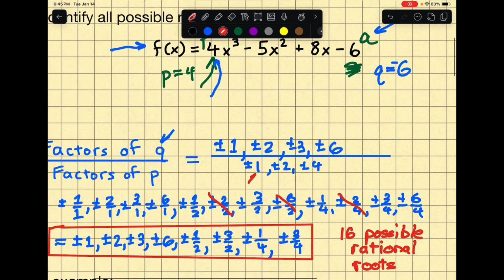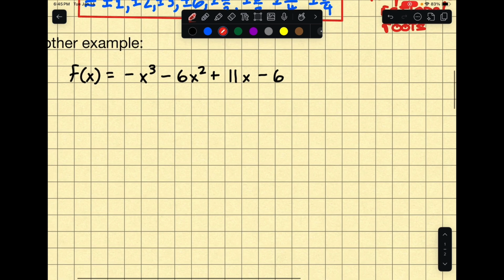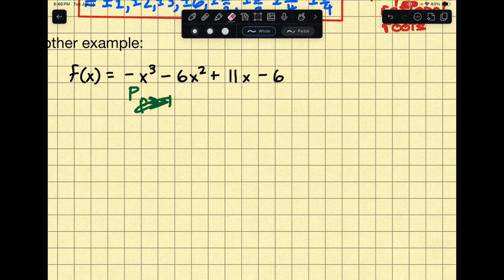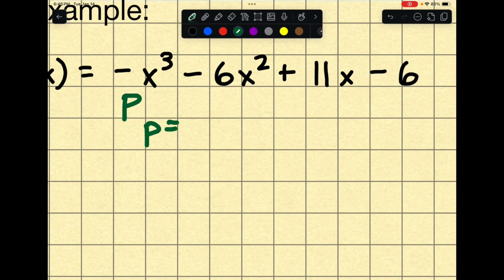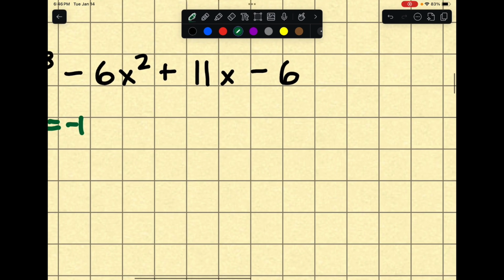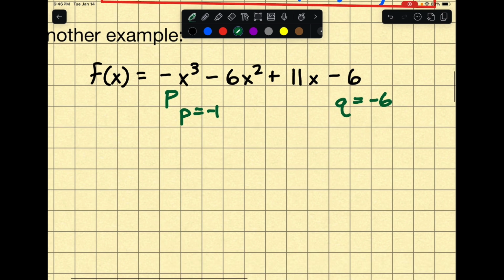Okay, so let's try one more example together. Here's f of x equals negative x cubed minus 6x squared plus 11x minus 6. Let's go ahead and identify our terms. Our leading coefficient we're going to say is p. Now in this case, it looks like it's going to be a little bit easier. P is equal to -1. We've got a very simple leading coefficient. It's just -1. So P is equal to -1. Then over here we've got Q is equal to -6, which is not a bad constant term to start with.